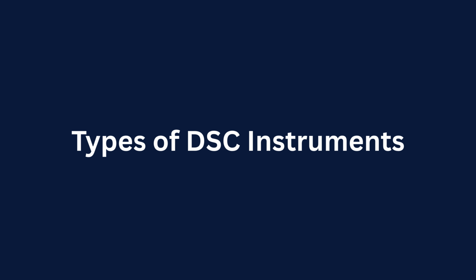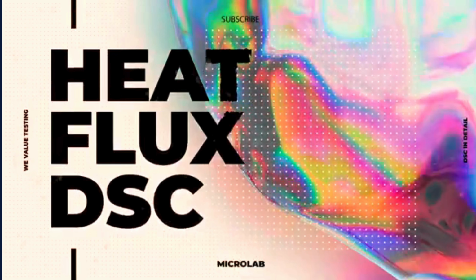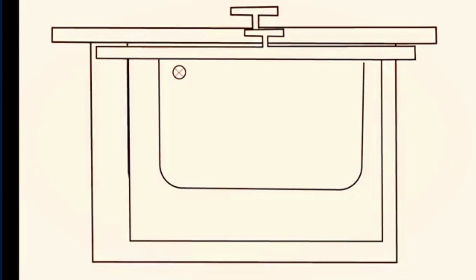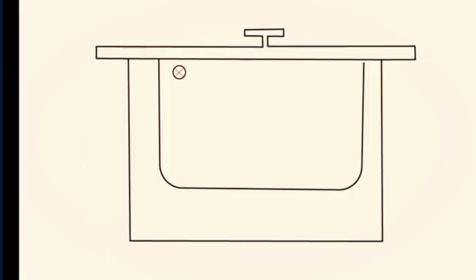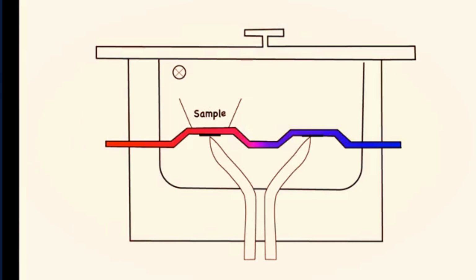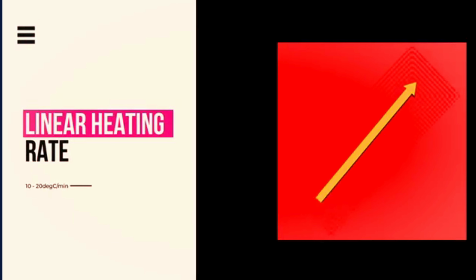Types of DSC instruments. Heat flux DSC. In heat flux DSC, the sample and reference share a common furnace. Heat flow is calculated from the temperature difference between the sample and reference. Advantages include simplicity, robustness, and suitability for routine thermal characterization.